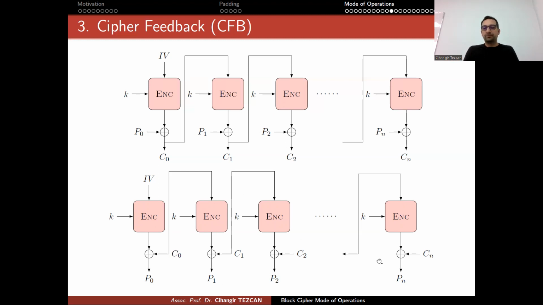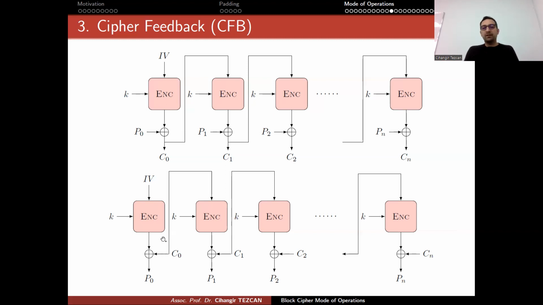Similarly, you do this. So as you can see now, encryption and decryption are almost identical. So I don't need to implement the decryption of this algorithm, right? Because both the encryptor and the decryptor perform the same operation. The only change is that the encrypting person XORs with plain text blocks and the decrypting person XORs with ciphertext blocks.